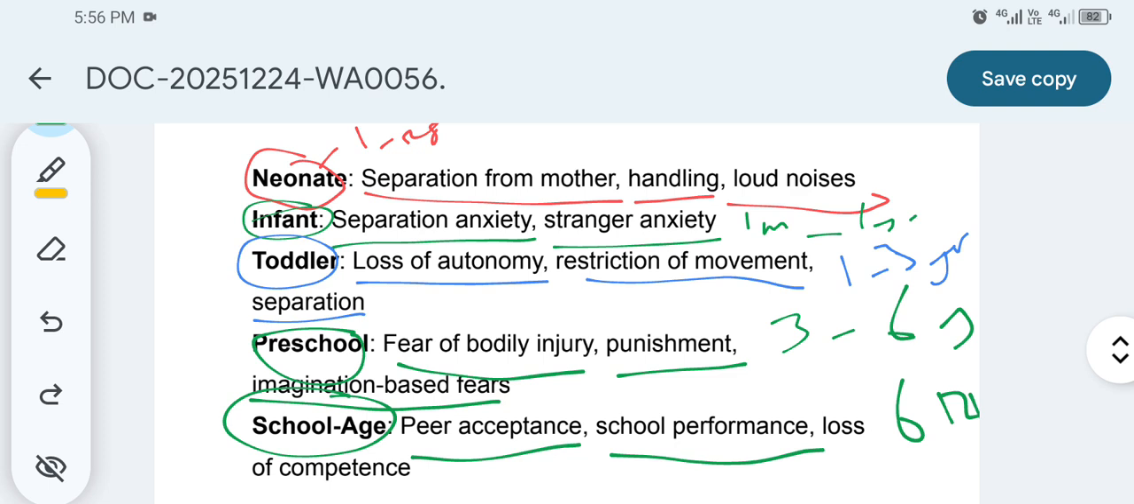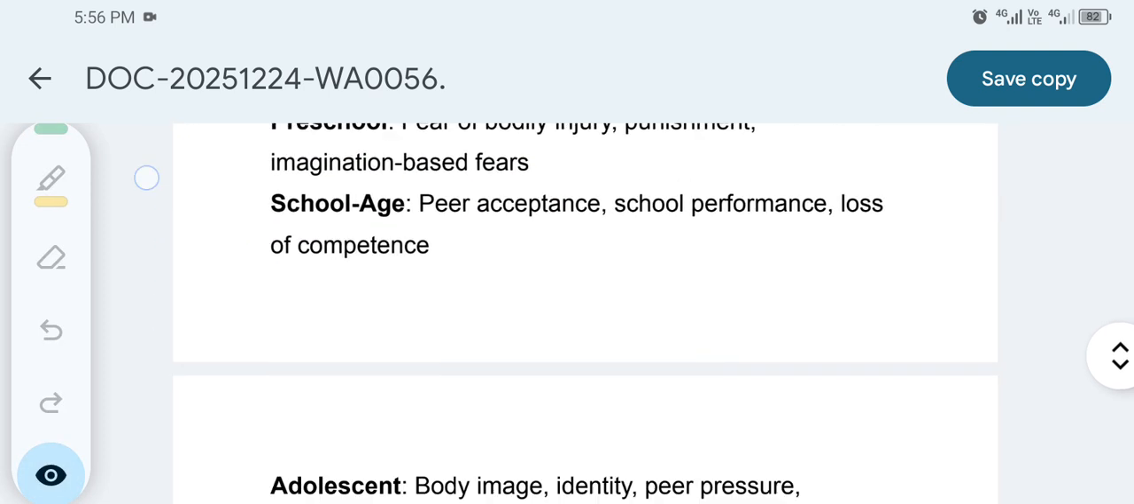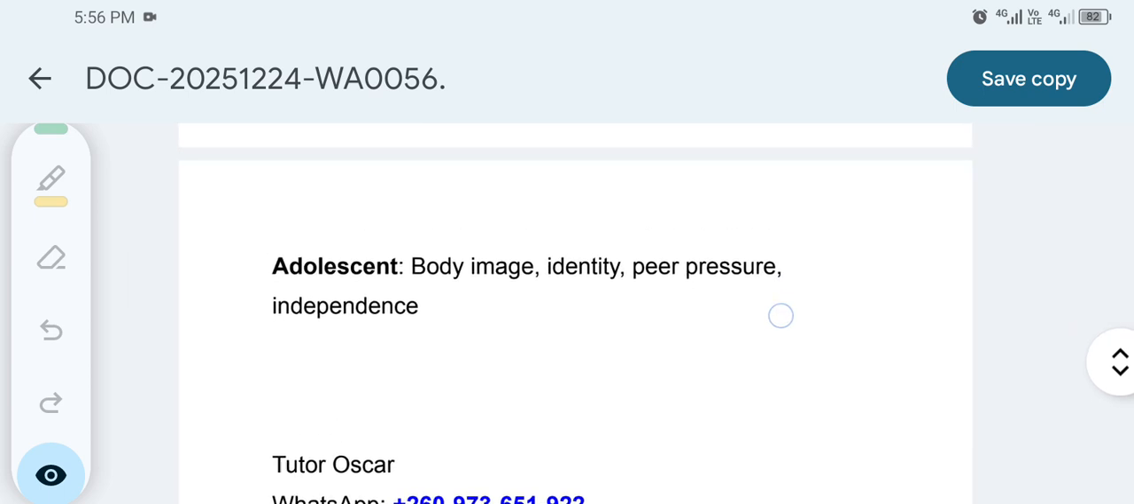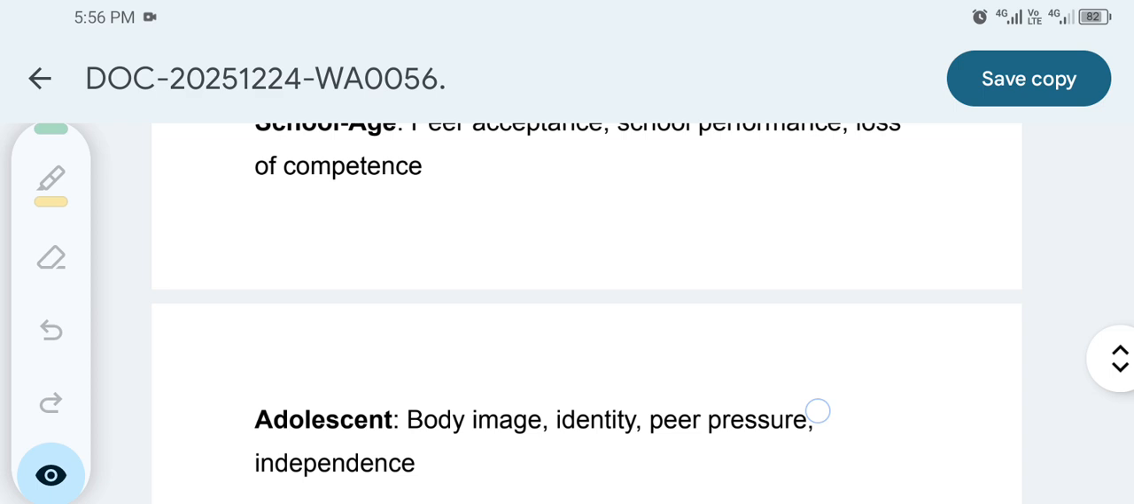So this is all about today's session. And in the next session, we are going to talk about other things. Okay, so I also forgot about, I thought we ended on school age.